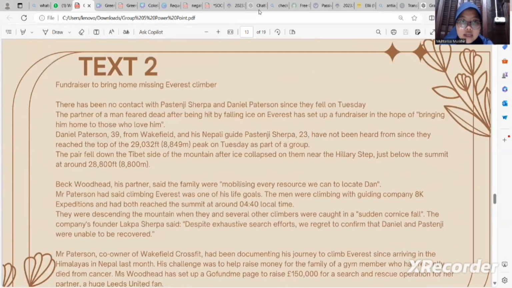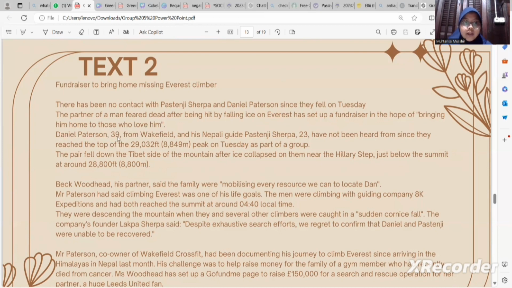There has been no contact with Pasang Sherpa and Daniel Patterson since the fall on Tuesday. The partner of a man feared lost after being hit by falling ice on Everest has set up a fundraiser in hope of bringing him home to those who love him. Let's read the other one.